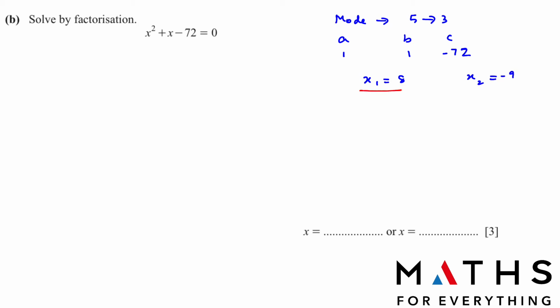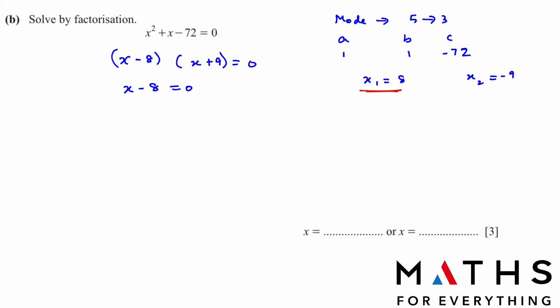So this, you have to change the sign and write. You got +8, write -8. You got -9, write +9. Make it equal to 0. And then show these extra steps. Write the factors that you got.